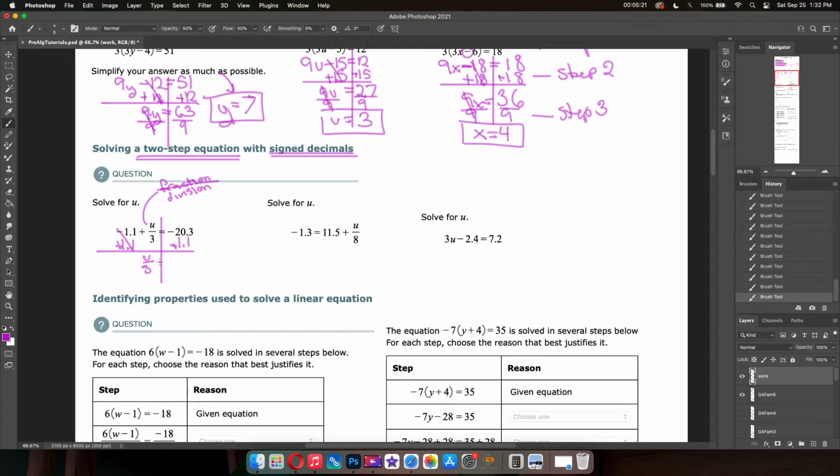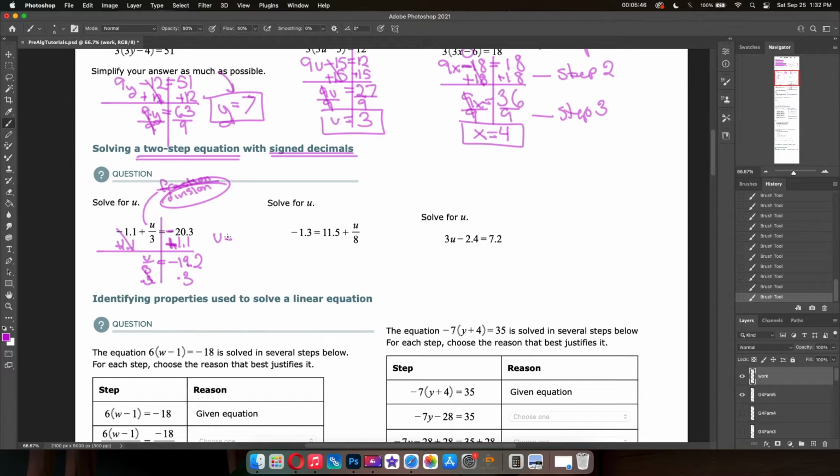U over 3 equals. So these are opposite signs because the 20 is negative and the 1 is positive. Opposite signs you're going to be subtracting. 20 is the bigger number, so that's the sign that dominates. So that's going to be 19.2. And then that's division. And like we were saying, because we're reading it as division, the opposite of that is multiplication. Times 3, times 3.